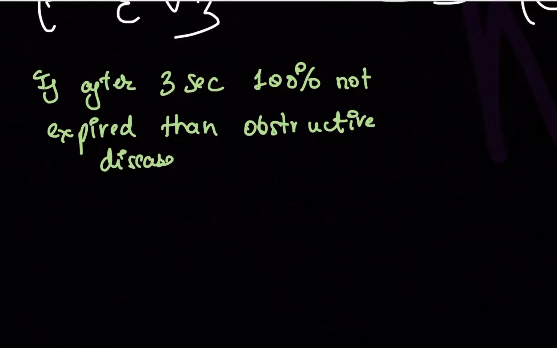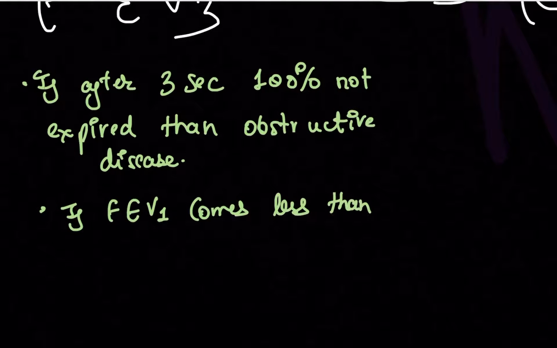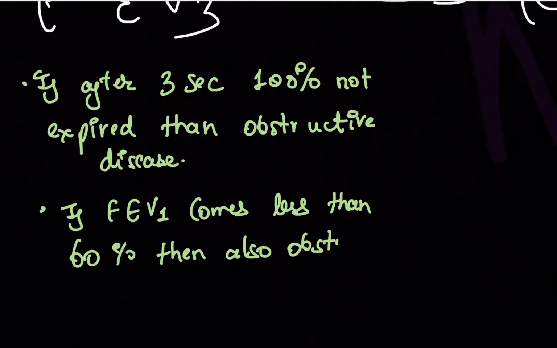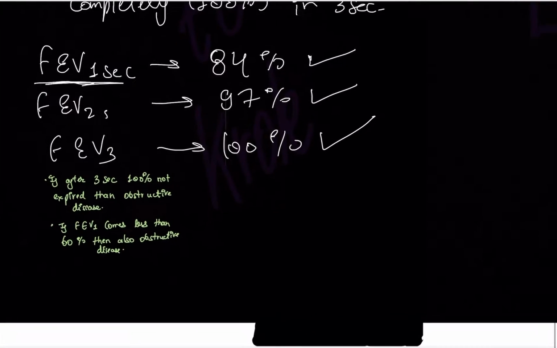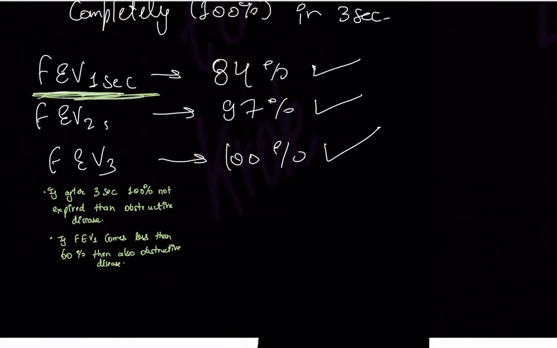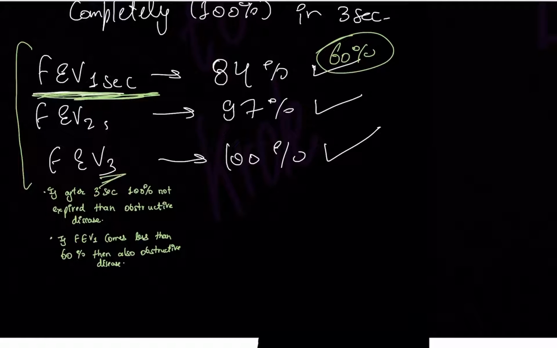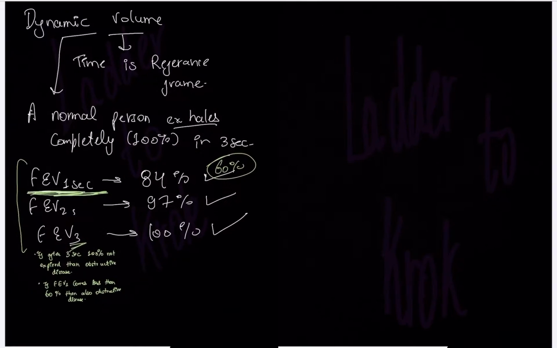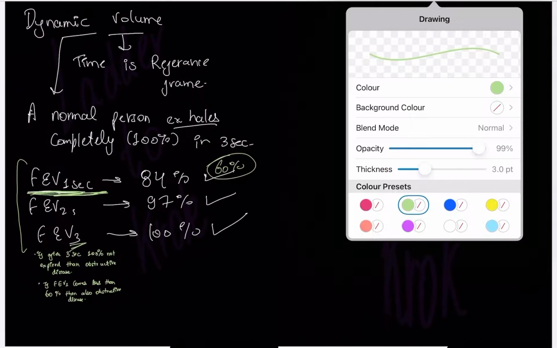diseases. Okay, and one more scenario, if this FEV1 comes to less than 60%, then also obstructive lung diseases. So if this 1 second value is less than 60%, then the person will have obstructive lung disease. And if the person cannot exhale air in 3 seconds, then also he or she has obstructive lung disease. Now we are going to talk particularly about this lung disease section.